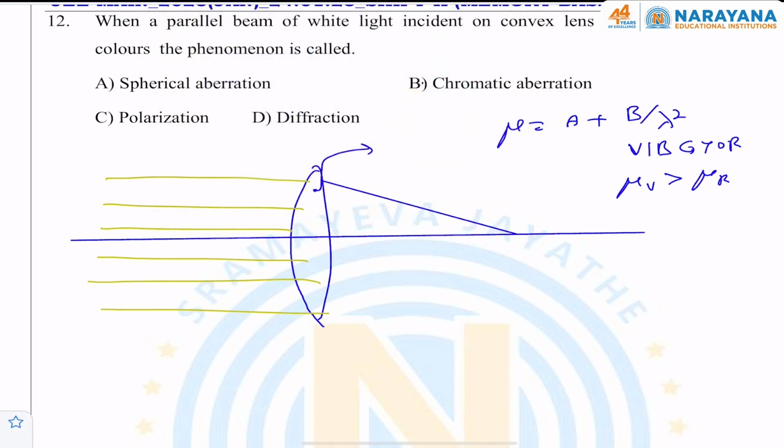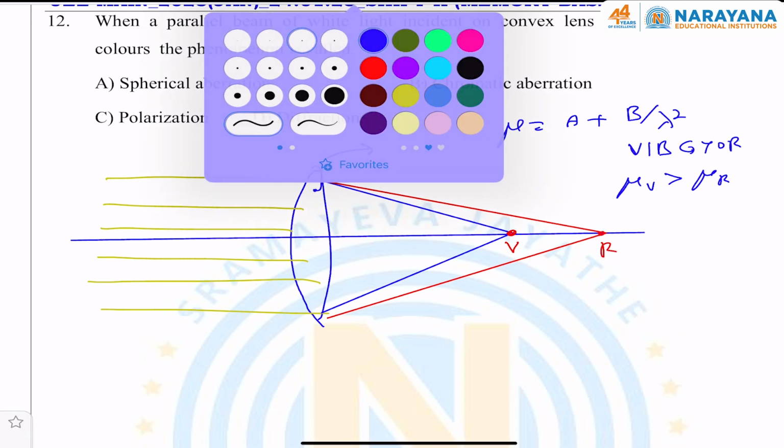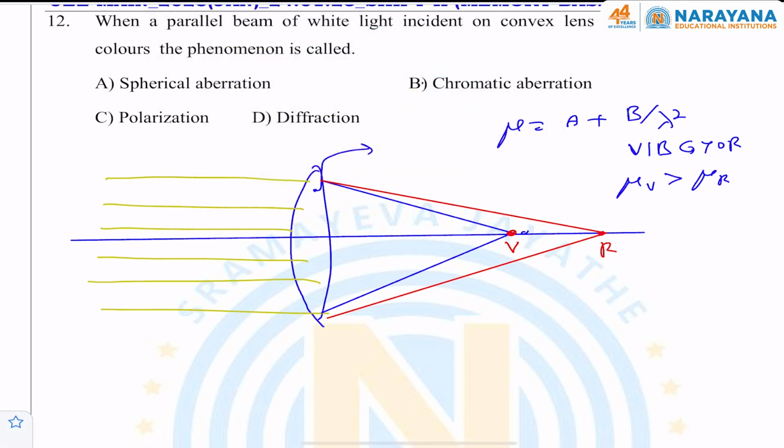Thereby, violet light undergoes more deviation compared to the red light. So red light will form an image farther away from the violet. This is the image formed by violet light, it is the image formed by red light. So the image is not a point, it is spreading across this length. This type of defect is called chromatic aberration, and this length is a measure of longitudinal chromatic aberration. So here the correct option is B.